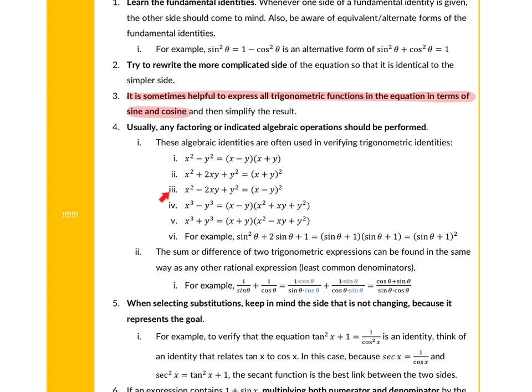This is the perfect square sum, perfect square difference, the perfect cubes difference, perfect cube sum. Those are hard for me to say. As well as just good old-fashioned quadratic factoring. So we can take this quadratic version of a trig function and factor it into the two parentheses that we might have.